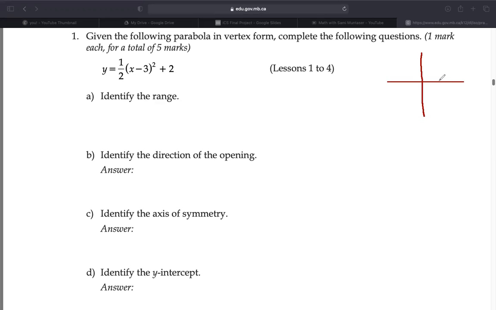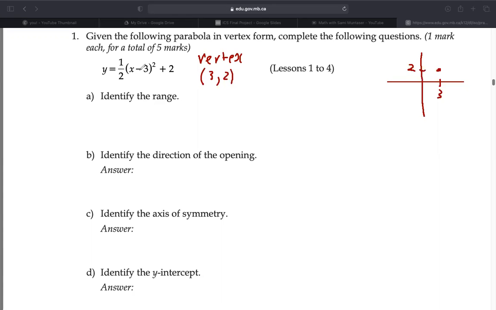So 3 right here and 2 right there. So that's where your vertex is. The vertex, you always get it from here. Most likely they'll ask me somewhere to write the vertex, and they didn't, so I'm just going to write the vertex right here. The vertex is (3, 2).